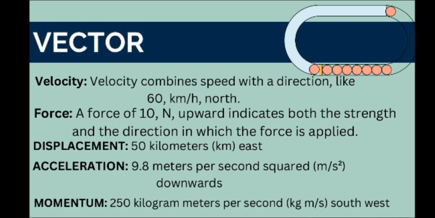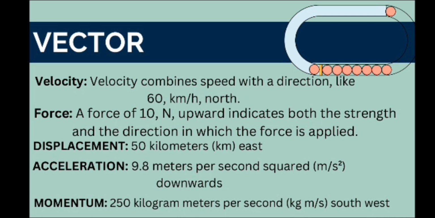So let's move to the examples of vector. There are 5 examples: the velocity, force, displacement, acceleration, and momentum. Let's do the first, which is the velocity. Velocity refers to speed and direction. For example, velocity combines speed with a direction like 60 km per hour north. The magnitude here is 60 km per hour and the direction here is north.